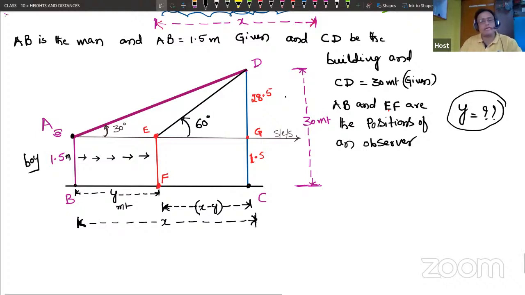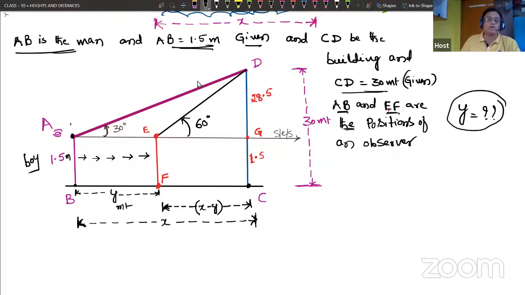So directly we'll start writing. I've written here systematically, AB is the man and AB is equal to 1.5 meters, given. CD is the building and CD is equal to 30 meters. AB and EF are the positions of an observer. Here you can see AB is the first position of a person. After walking towards the building, EF is the second position. But how much he walked towards the building, we don't know. Assume that we have taken that. Let Y be the distance.